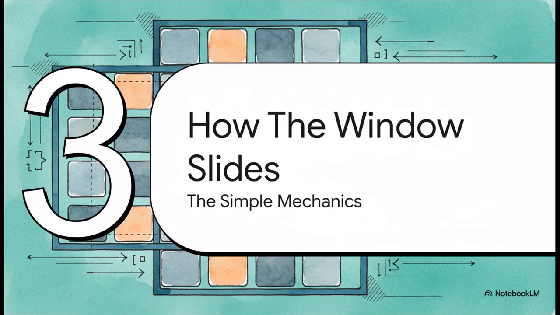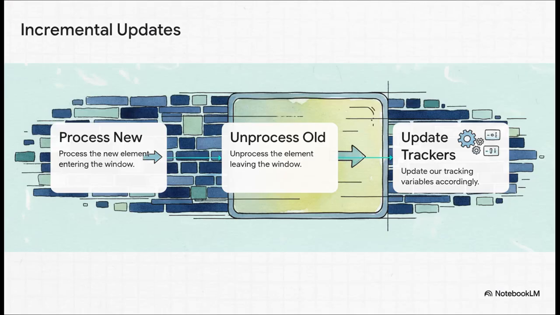So how does the window actually slide? It might sound kind of magical, but the mechanics behind it are surprisingly simple. Instead of doing a full recalculation every time, we just do three little things with each slide. 1, we add the new element that's just entering the window on the right. 2, we subtract the old element that's falling off the back on the left. And 3, we update our result. That's it. This super simple, incremental update is the secret sauce to its amazing speed.